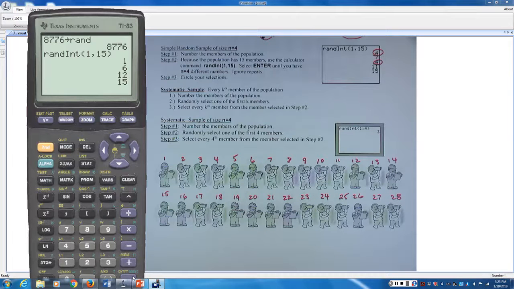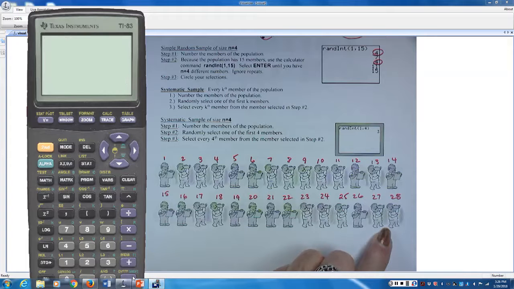Now, if I want to select a sample of size 4 from this population, 4 goes into 28 7 times. So I would use the increment of 7. And I would randomly generate a number 1 through 7 and choose from the first 7, and then automatically take every 7th one after that.